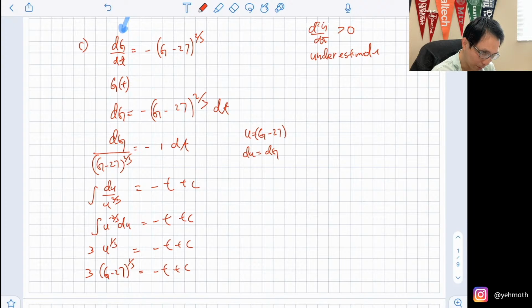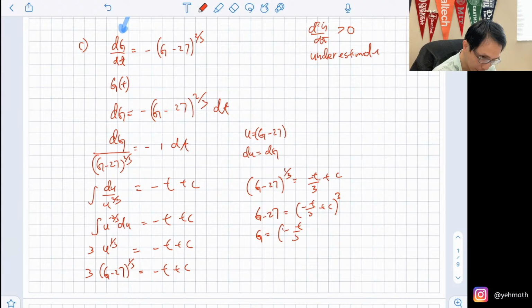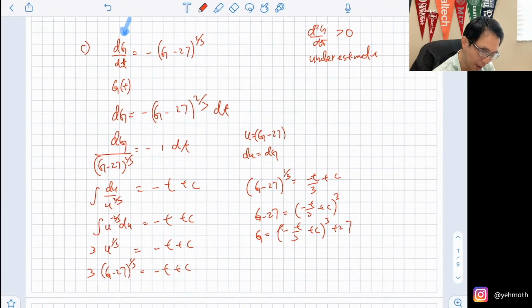I'm going to divide it by 3 on both sides, so it'll be g minus 27. And this is what I have different in the scoring guideline. I have this divided by 3. And now cube both sides. G minus 27 is equal to negative t over 3 plus c to the 3. And g is equal to negative t over 3 plus c over 3 plus 27. And I have a different C than the scoring guideline, but that doesn't mean I'm wrong. I'm going to talk about that.